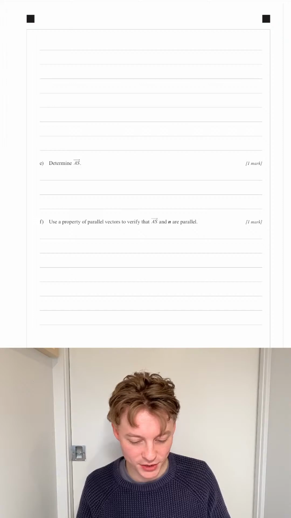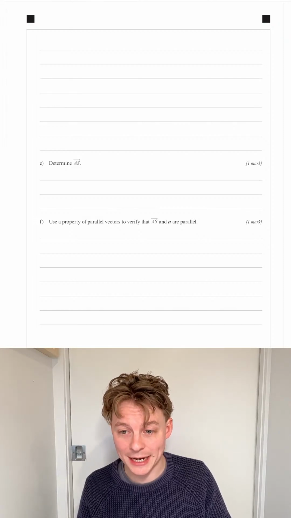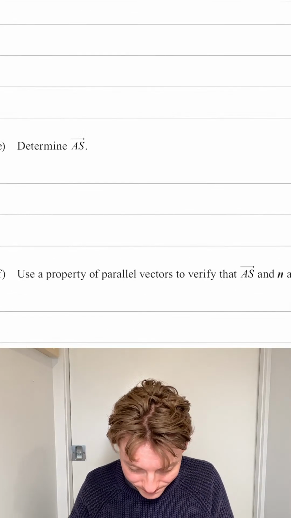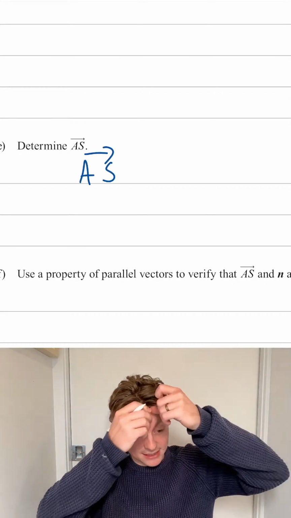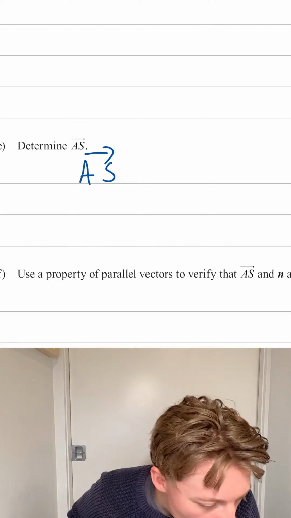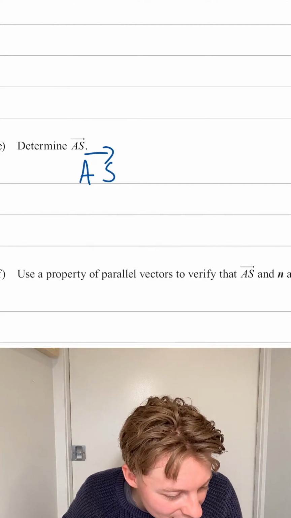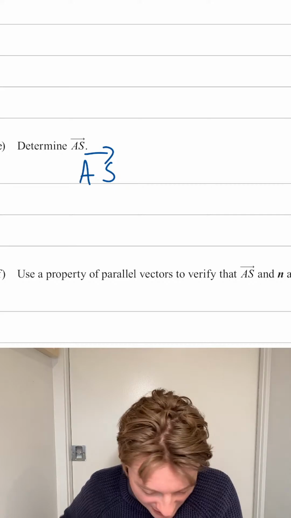I still could have kept going on the next page, though I didn't. We have part E now. I want to determine, specifically, from A to S. Happy? Nice.